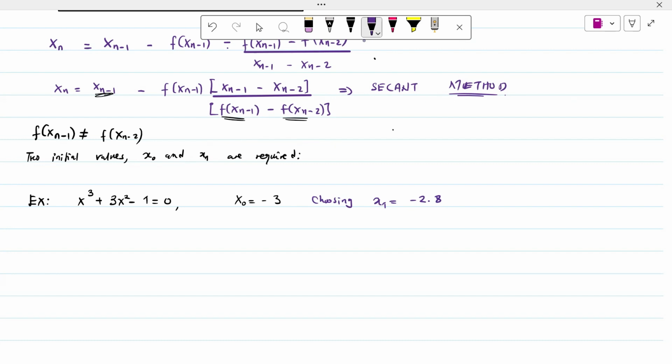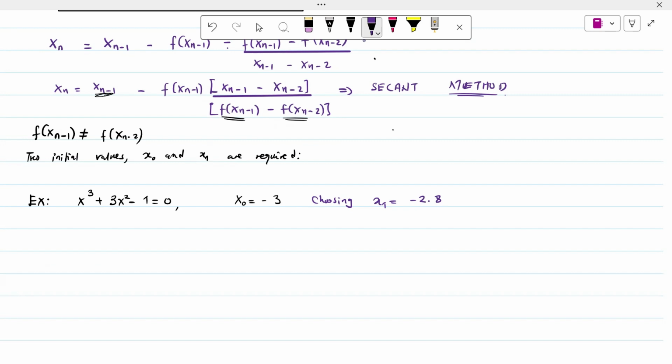There's no restriction. For us to start this method, we have to make sure that we have 2 values of x, the starting values. Since we have x0 given and x1 given, we're going to start from n equal to 2. We're not starting from n equal to 1 or n equal to 0, because for n equal to 0, x is -3, and for n equal to 1, x is -2.8. So we're going to start from n equal to 2, isn't it? Is that okay? Yes. Okay, so start from n equal to 2.